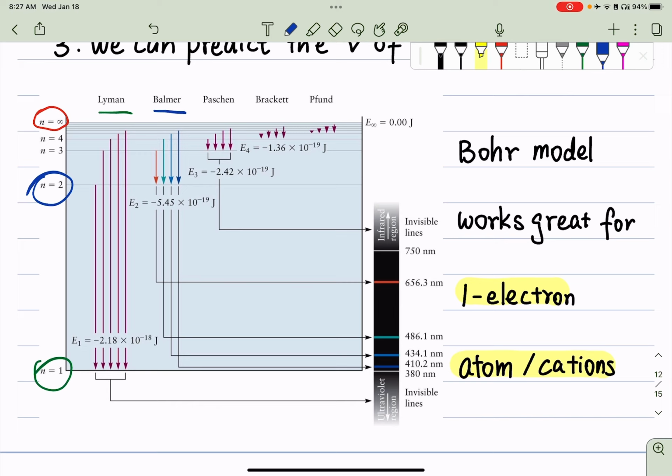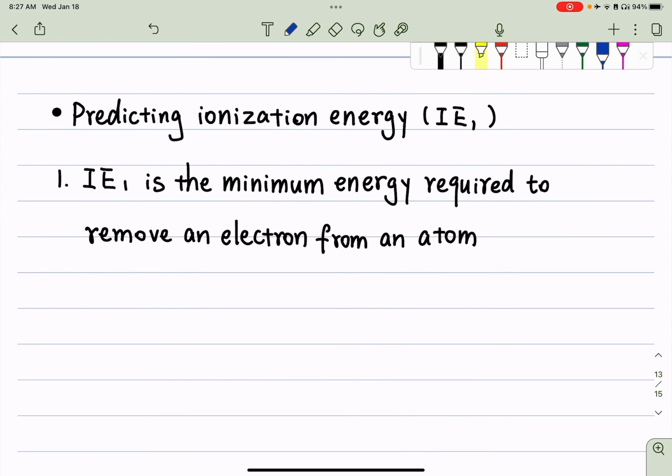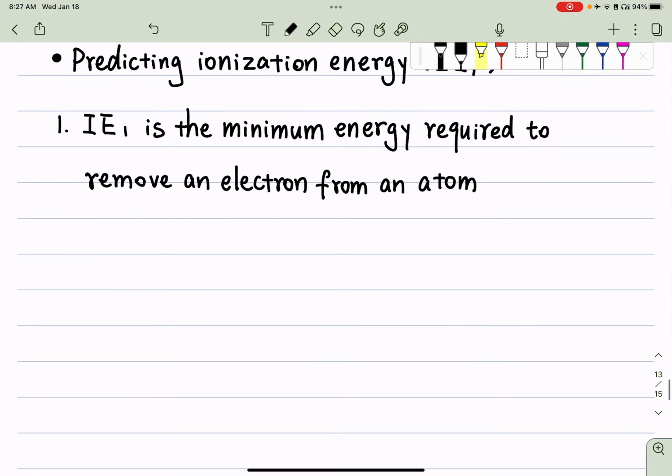We'll see an example very soon, but let me just go over some of the other applications of the Bohr model. Using the Bohr model, we can also predict the ionization energy. Ionization energy is the minimum energy required to completely remove an electron from an atom. So if you think about it, say we start from a hydrogen atom in gas phase. We want to completely remove its electron to become H plus.